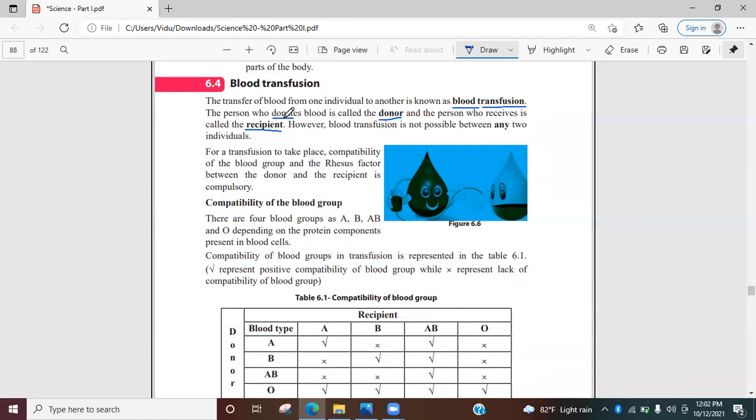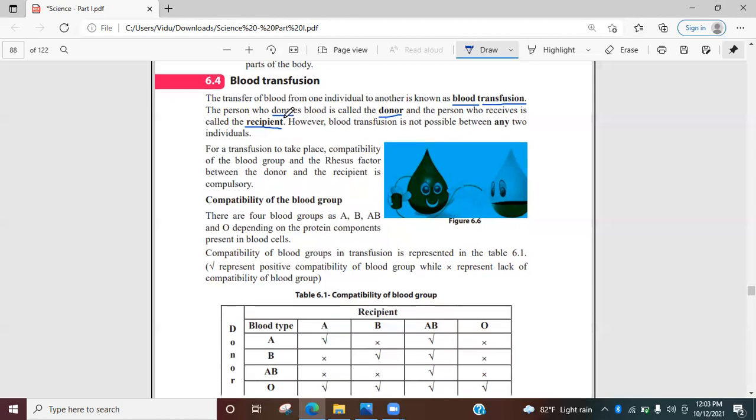So when we talk about blood transfusion, we mean the transfer of blood from one individual to another. However, blood transfusion is not possible between any two individuals. You should consider some factors: compatibility of blood group and the rhesus factor between the donor and the recipient. Checking the blood group and the rhesus factor is compulsory.